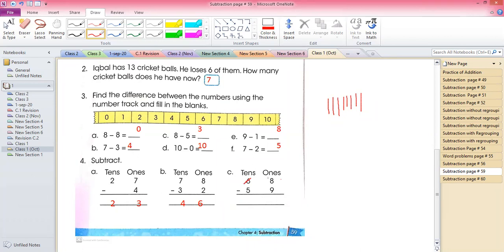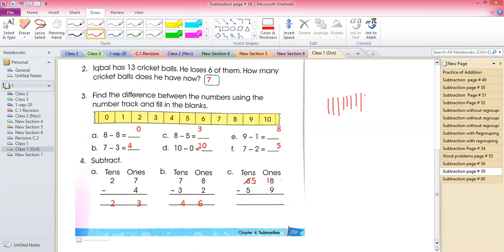Okay, Jamal, if we take 1 from 6, it becomes 5. This tens becomes 5. Very good. And this is now 18. 18 minus 9 is equals to? 9. Very good. Let me check with the help of lines.